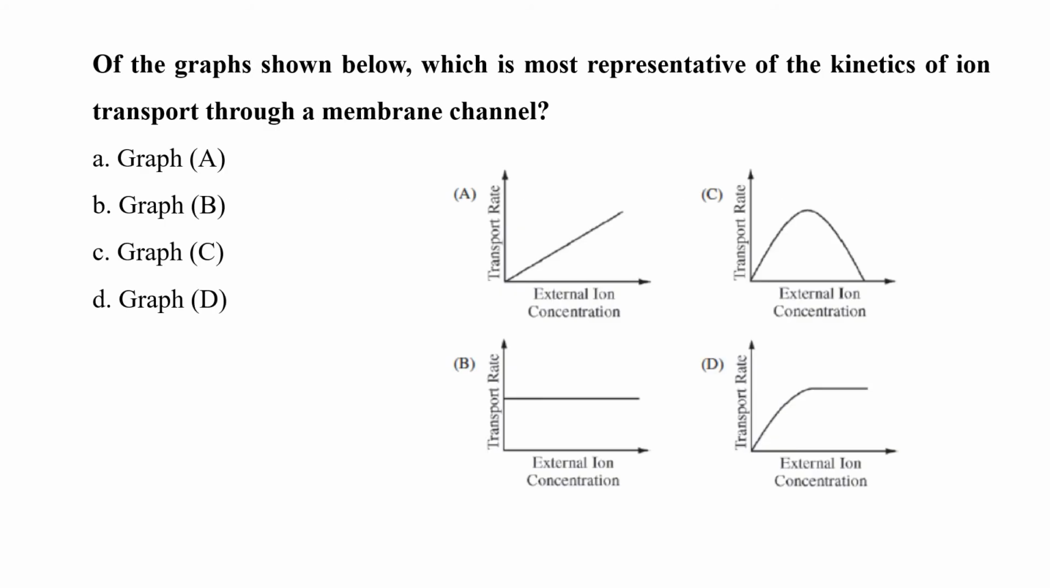Of the graphs shown below, which is the most representative of the kinetics of ion transport through membrane channel? Graph A, B, C or D? The rate of transporter-mediated diffusion reaches a maximum of Vmax when the transporter is saturated. Therefore, graph D is the correct option. As you can see, it is reaching Vmax value after the saturation of the transporter. In case of simple diffusion, the ion concentration is directly proportional to the transport rate. That is graph A. So the correct option is graph D.